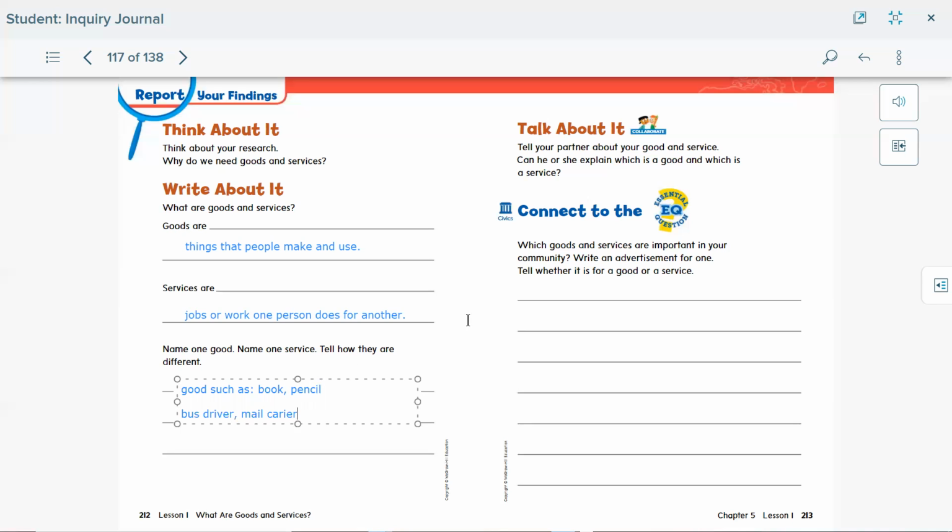Okay, let's go for page 213. Which goods and services are important in your community? Write an advertisement for one. Tell whether it's for a good or for a service. So you can say, for example, a new car wash open in your community. So you need to write an advertisement for this.